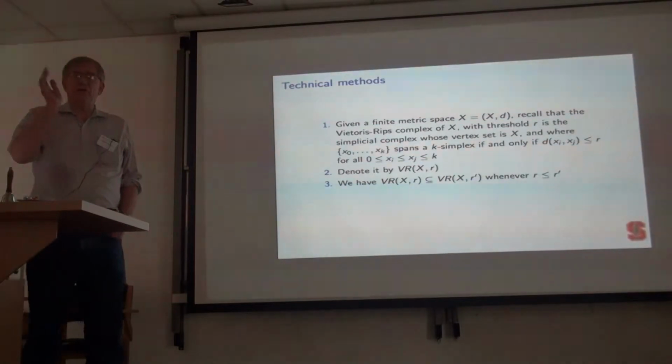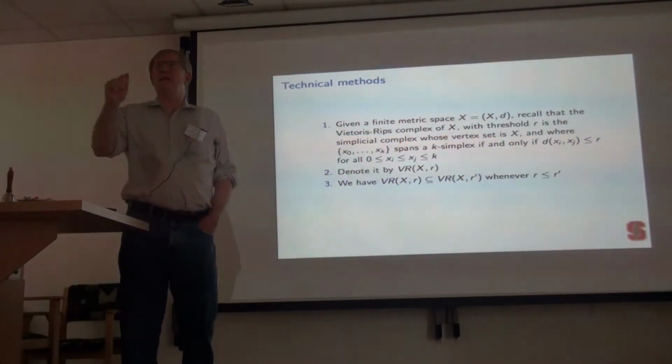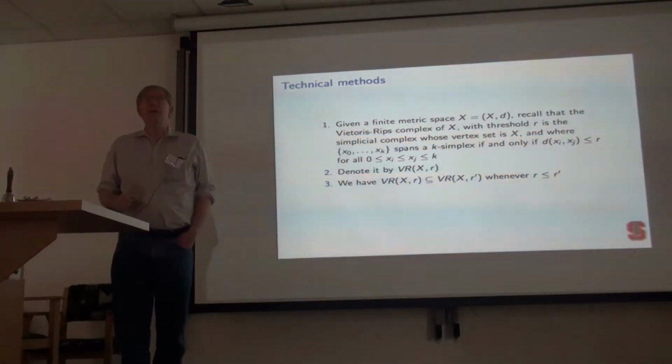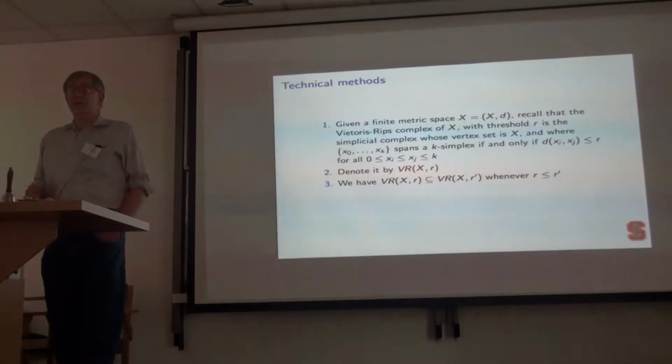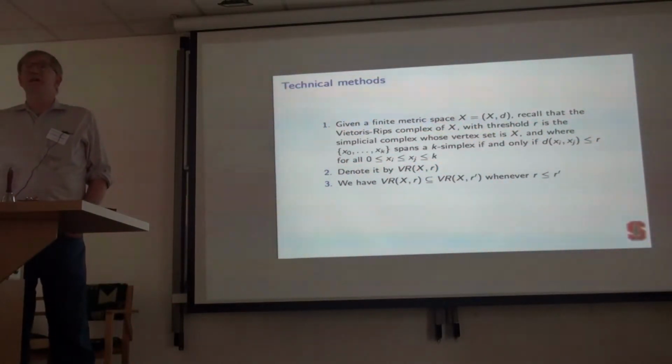Now, as you know, the first thing you always do when you talk about persistent homology is you recognize that when r is less than r prime, there's a natural inclusion of the complex with threshold r into the complex with threshold r prime.